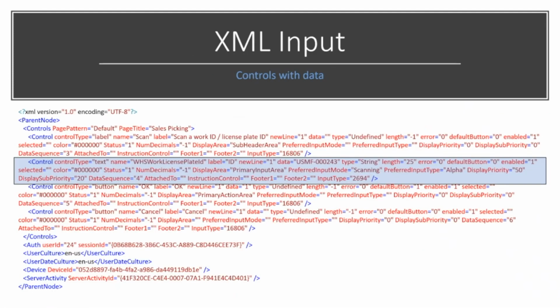So here's an example of XML sent from the mobile app to the custom endpoint on the server. You can see the XML is broken down into the different controls with attributes that are filled in with the data entered by the user. In the element I have highlighted, you can see the name of the control is the WHS work license plate ID, and you can see this data attribute. It contains the data entered by the user. In this case, it's the work ID, so WUSMF-00243.